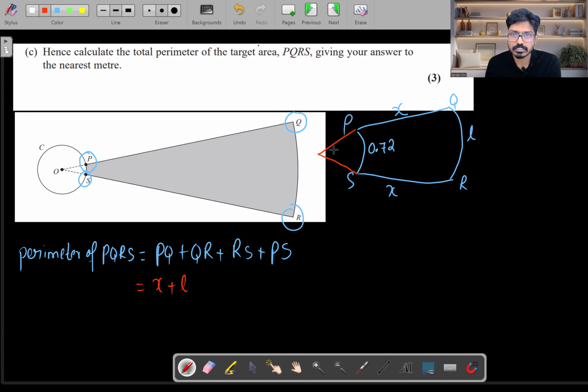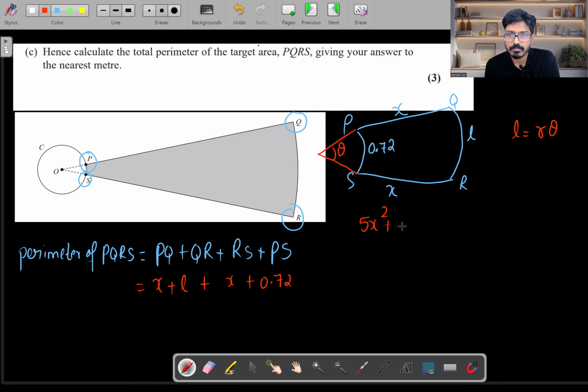If we extend, this angle will be our theta, right? And we also need to know the total distance. So we can find that by using L is equal to r theta. I'll come back to that. Anyway, L is still unknown, and RS is also taken as x, and then we have PS, which is 0.72. That is the only known value we have.